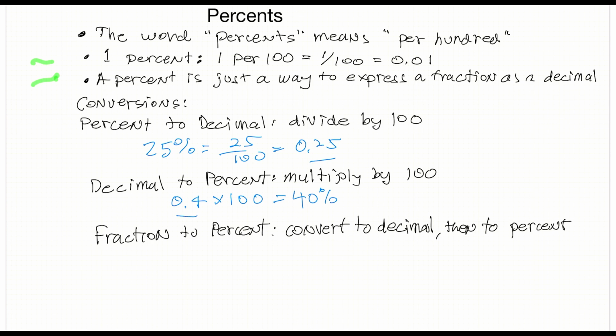Now, if we want to do a fraction to a percent, so if we start with 1/5, for instance, say 1/5 of a barrel of monkeys, we want to convert to decimals. So that's going to be equal to 1 divided by 5, which is 0.2. Now we multiply by 100, because we're converting to percent, so 20%. So 20% is equivalent to 1/5.